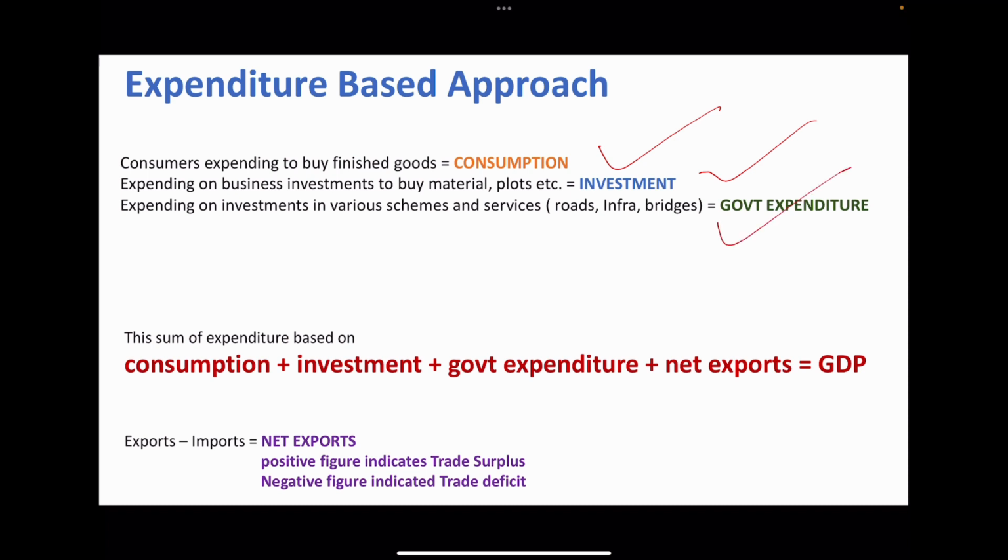The sum of all these three, along with the net exports, which is nothing but exports minus imports, gives you a GDP figure, and that is the figure approached through the expenditure method. Ideally, irrespective of the method adopted, whether an income-based approach or an expenditure-based approach, the ultimate GDP number should ideally be the same or at least similar.